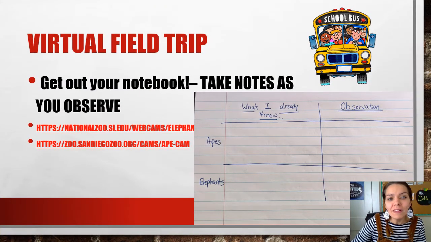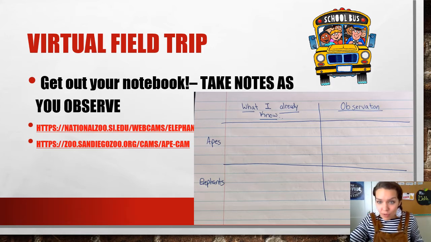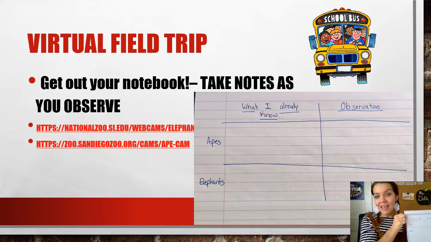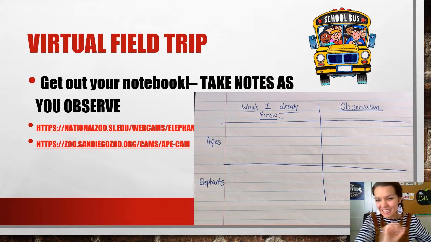So today we are going to take a very quick virtual field trip. I want you to get out your notebooks. So right from your supply bag, grab your notebook, and you are just going to jot down a quick chart like I did. So what I already know, observation, and then the name of the two animals we're going to be looking at. So apes and elephants. Go ahead and pause the video to get something that looks like that.